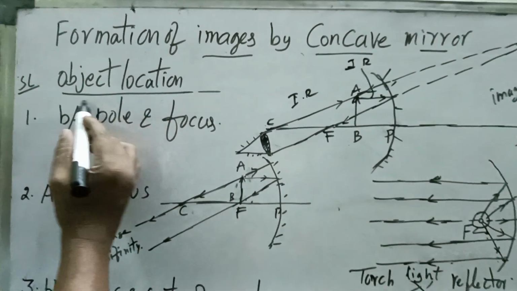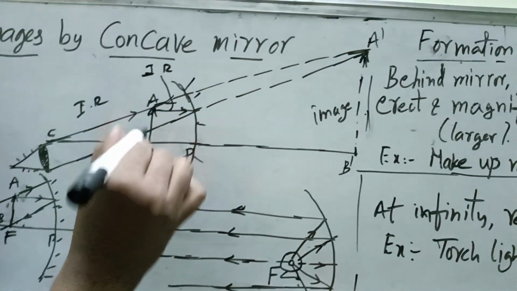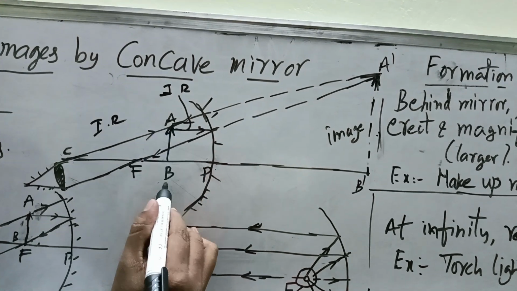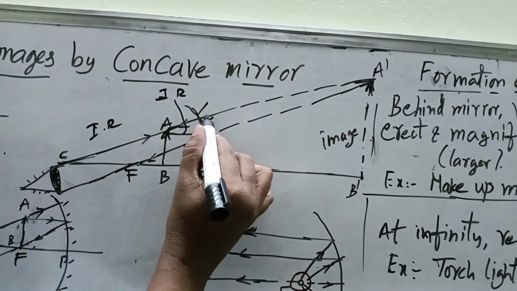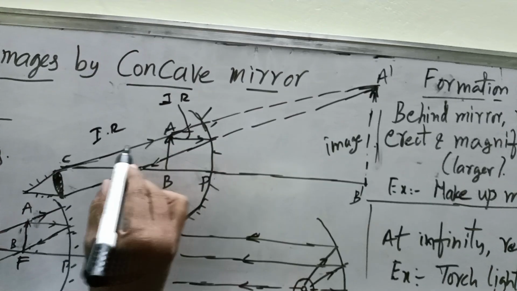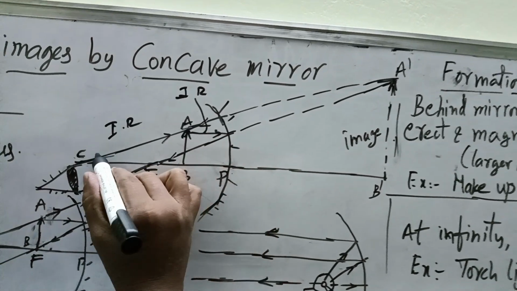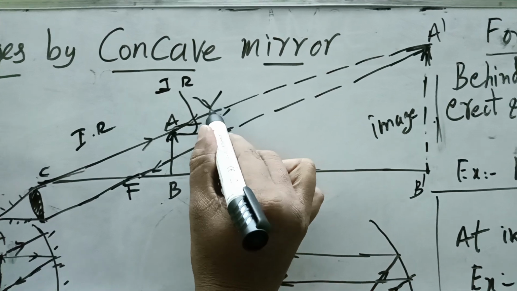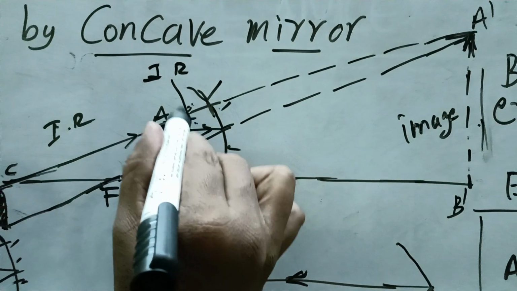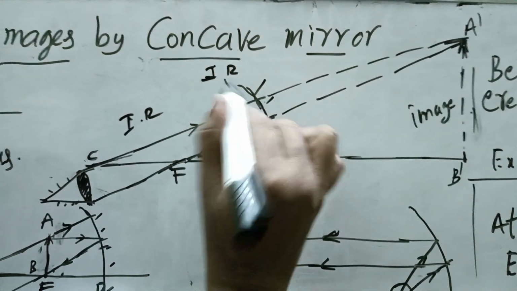Say here for the concave mirror, object location is between pole and focus. Here AB is the object. It is between pole and focus. So here the object is placed. Now it is the incident ray, and it is another incident ray. It is another incident ray. So the first incident ray is through the center of curvature. When we have an incident ray through the center of curvature, it reflects in the same direction. Therefore here this arrow in the reverse direction indicates RR, that is the reflected ray.